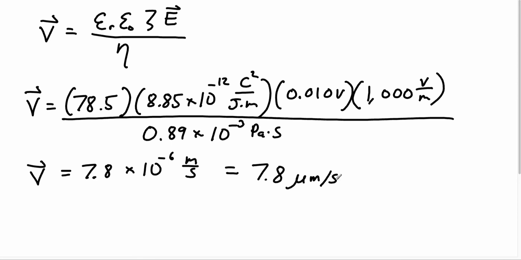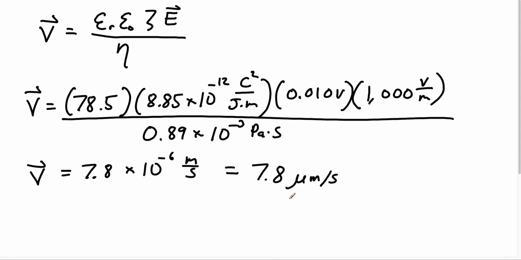Or we could say 7.8 micrometers per second. And so if we have an ultramicroscope and we're watching these particles move across the field of view, which might be tens of micrometers, we can see it takes several seconds to go across, and so we can time the particles and verify their speed. Often this is used as a way of measuring zeta potential by measuring the speed.